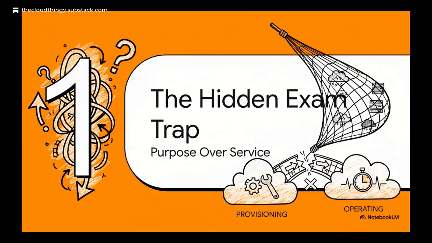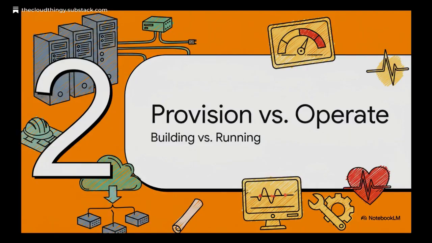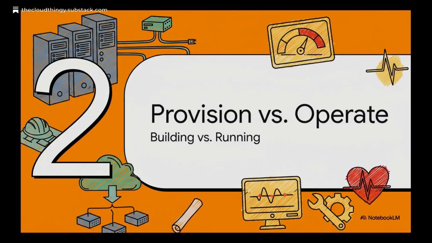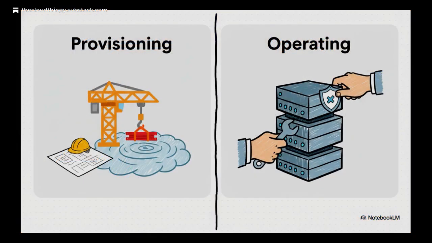Okay, what is this exam trap exactly? It's when the exam gives you an answer that uses a perfectly good AWS service, but for all the wrong reasons. Test writers love to dangle a provisioning solution, something like a rolling update, in front of you for what it is, at its core, an operational problem. To avoid this trap, you need to get crystal clear on these two core ideas, provisioning and operating.